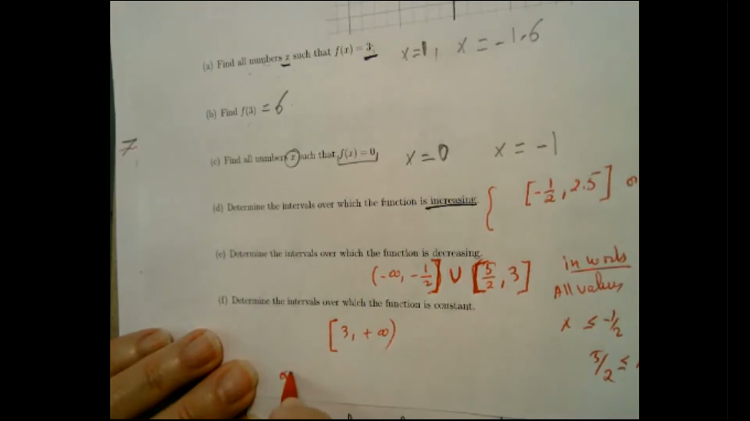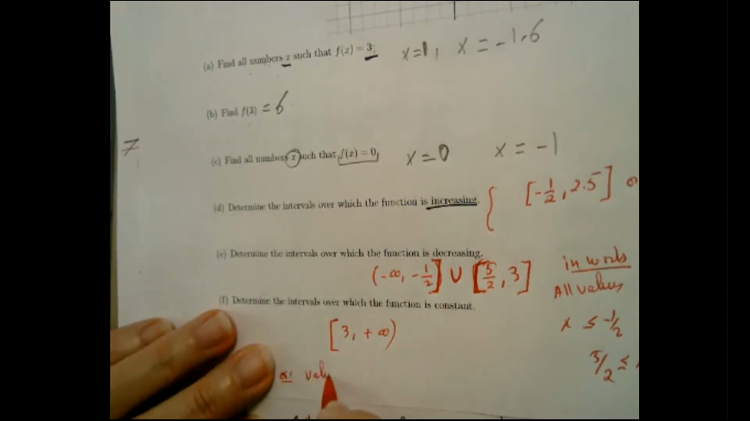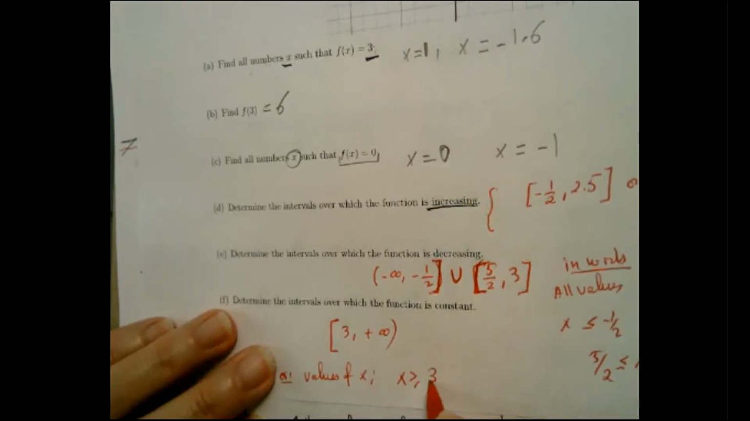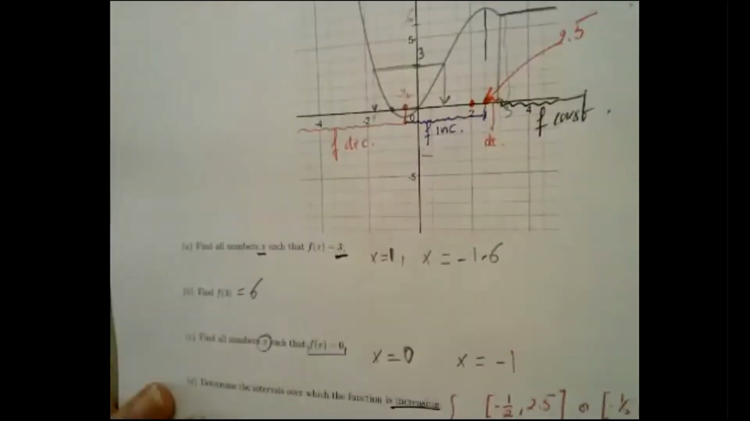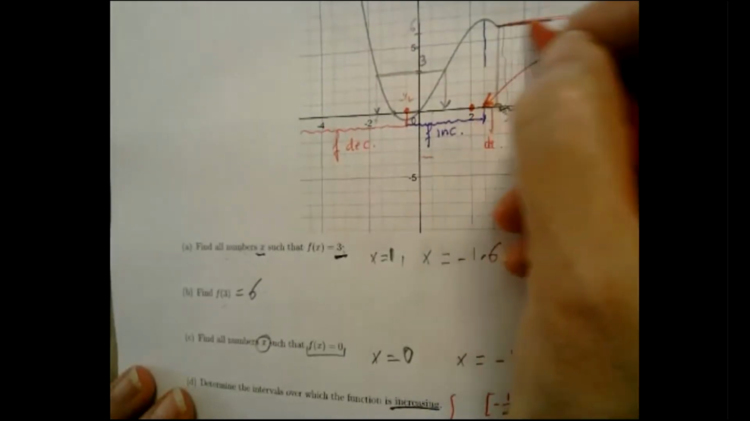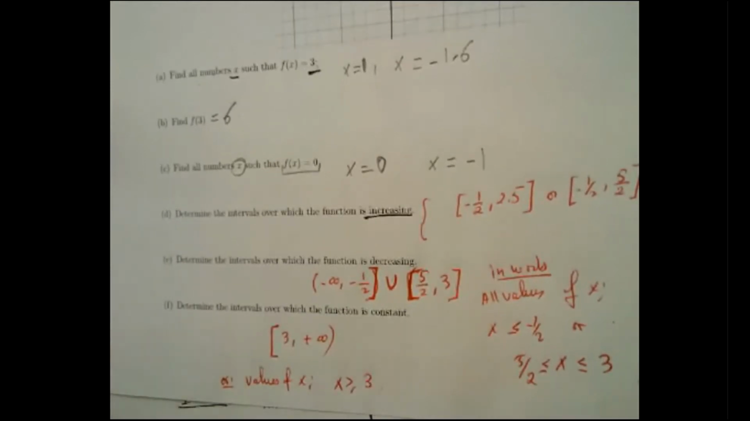Or all values of x such that x is larger than or equal to 3. So it's not constant at 3, it's constant on an interval because it's not changing value on this interval. It's constant on an interval, not at a specific point. All right?